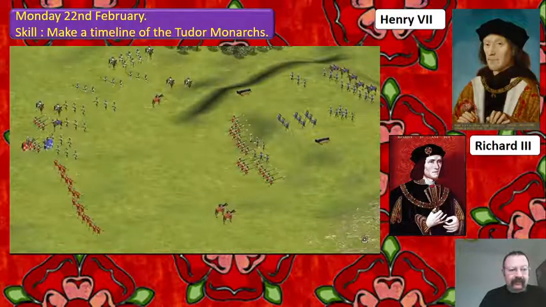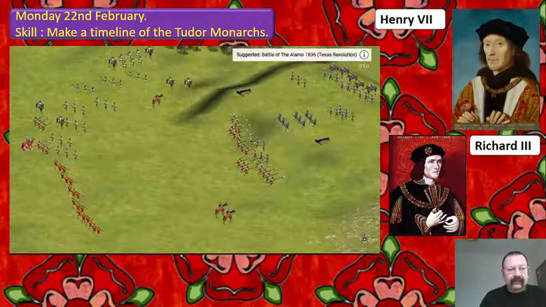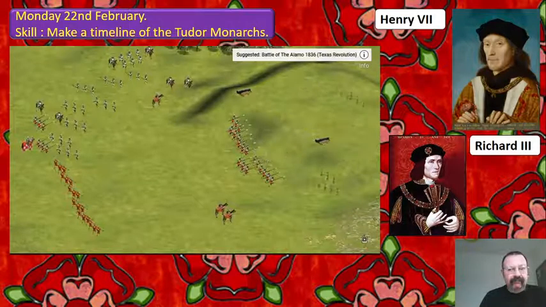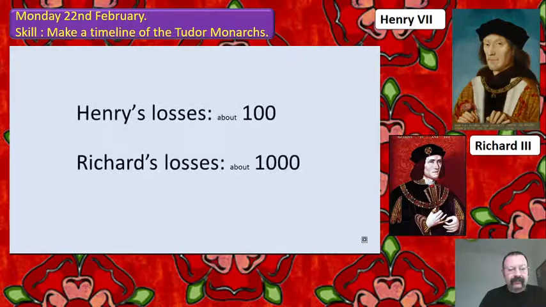Undeterred by losing his horse and his followers being killed, Richard kept fighting until he was outnumbered and hacked to death. Seeing that their king was dead, Richard's army fled the battlefield. At the end of the battle, the losses for Henry's army were about 100, but Richard's forces lost around 1,000. This was a victory for Henry.